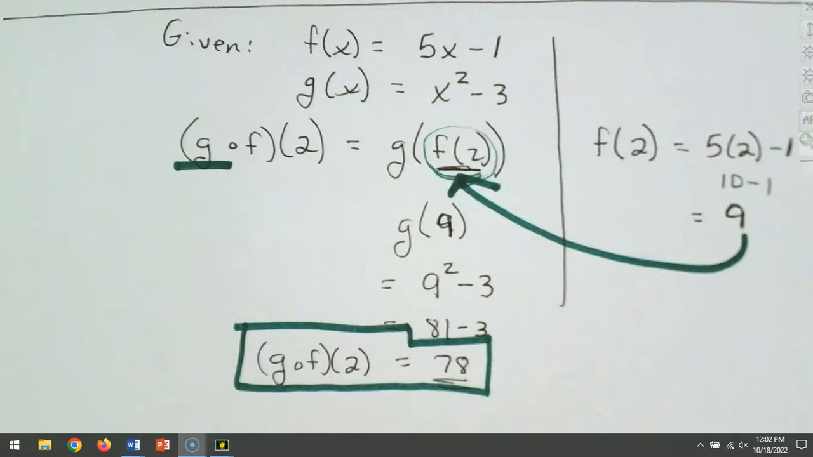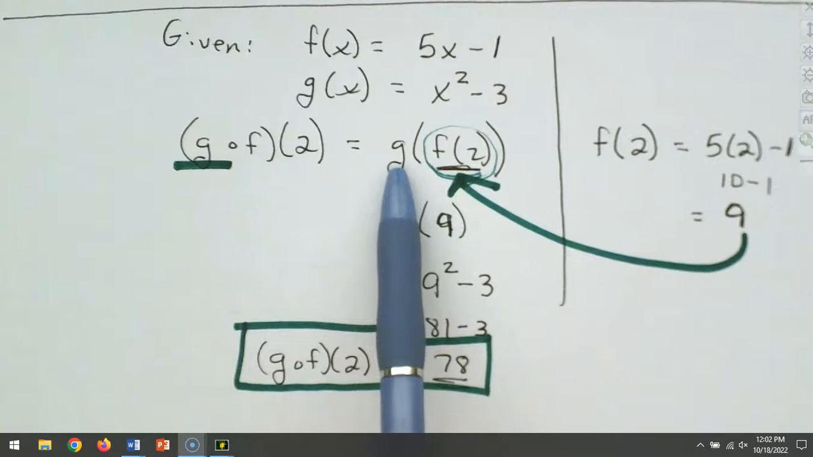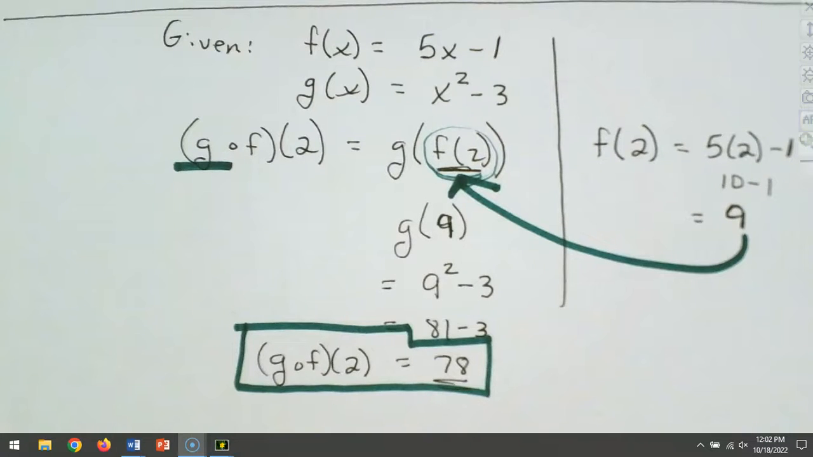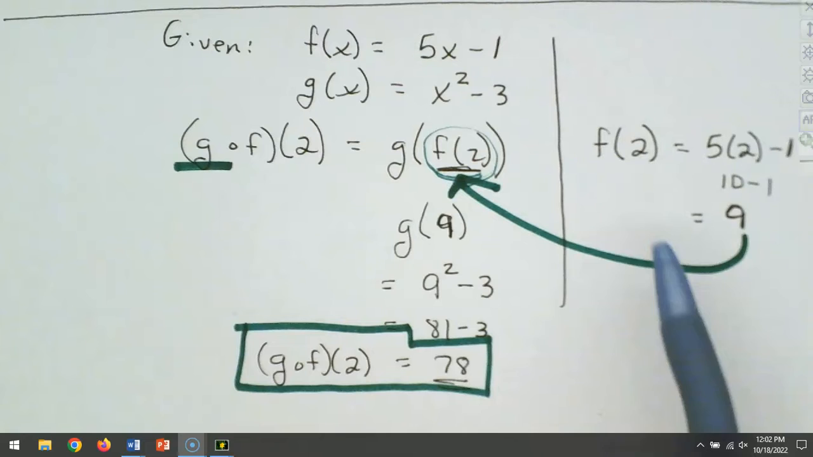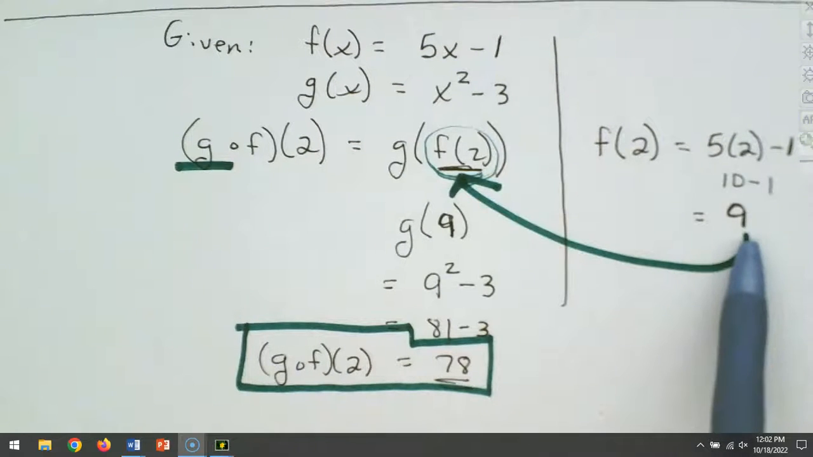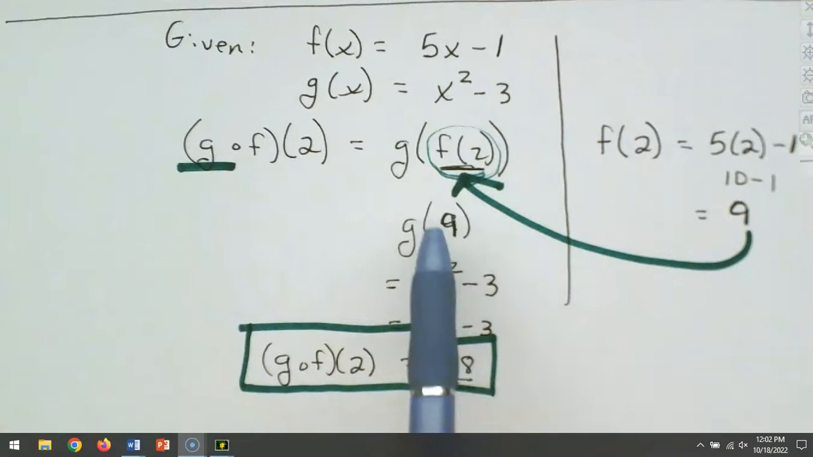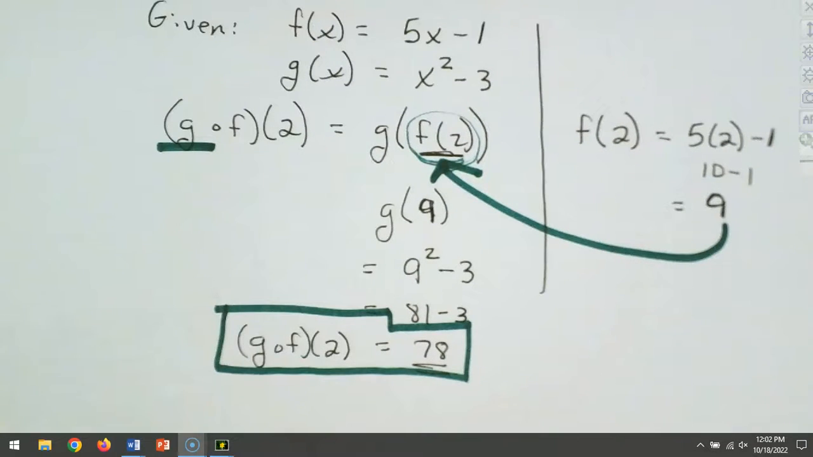So, do we see what we did? We've got our function. G was listed first, so we put G in front. F goes on the inside. We do the inside first. So, F of 2, we take it, we plug it in. It gives you the 9, and then we plugged it in over here, right? And now G of 9, what would G of 9 be? 9 squared minus 3, so 81 minus 3, that gives you a 78.